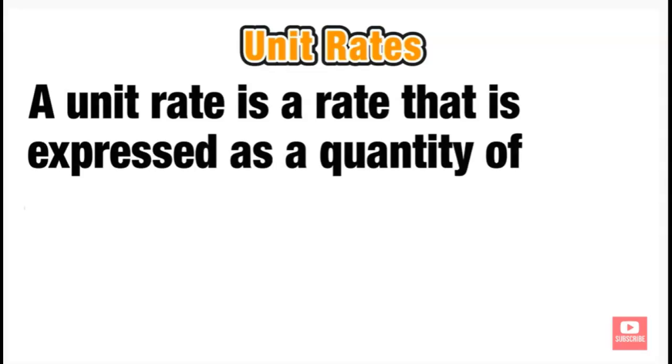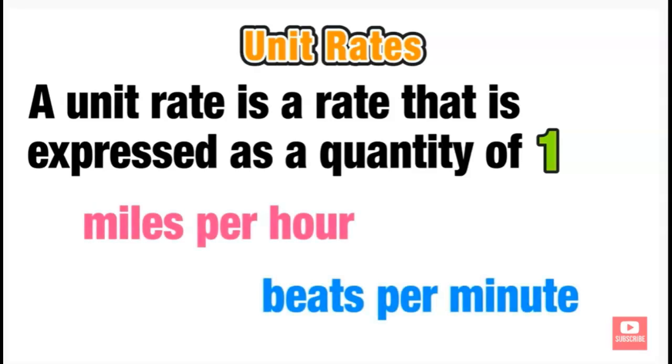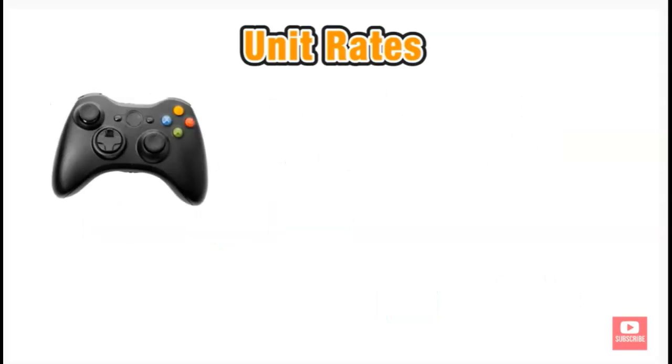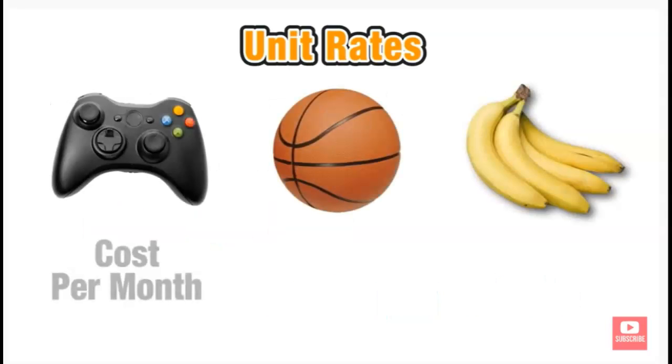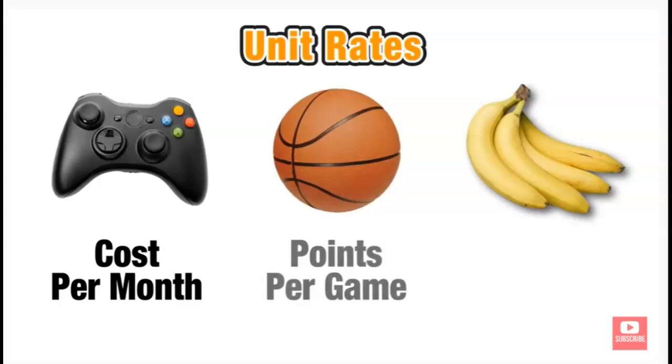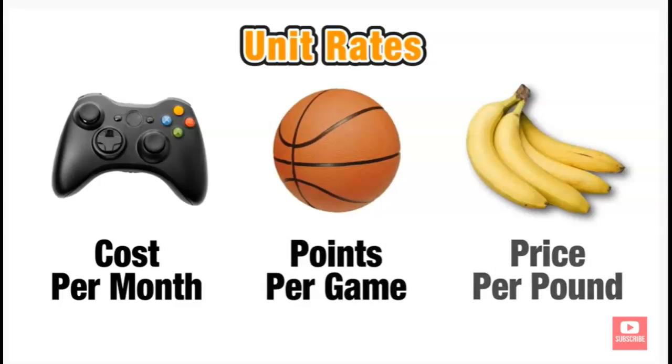So these are both examples of unit rates, and we can say that a unit rate is a rate that is expressed as a quantity of 1. So miles per hour is the number of miles traveled in 1 hour, and beats per minute is the number of heartbeats in 1 minute. And we see unit rates all the time. A few examples include the cost per month for a video game membership, the average points per game scored by a basketball player, and the average price per pound of bananas.